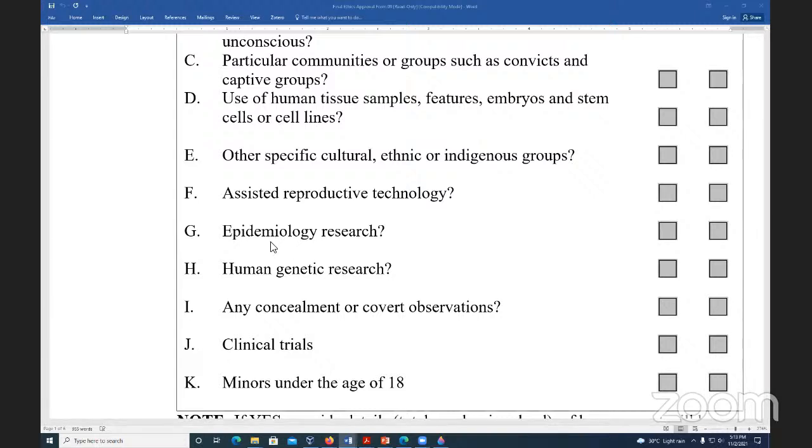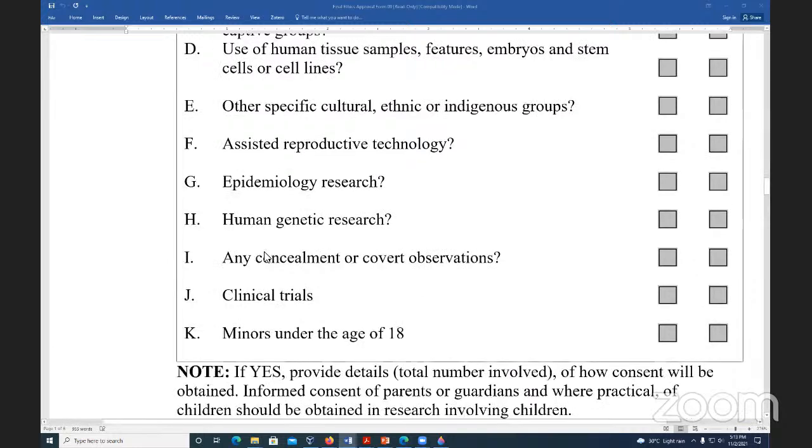I mean, actually, you can do data science research that's just looking at epidemiology, but typically not in our school. Human genetic research, even less likely. This could actually be possible.